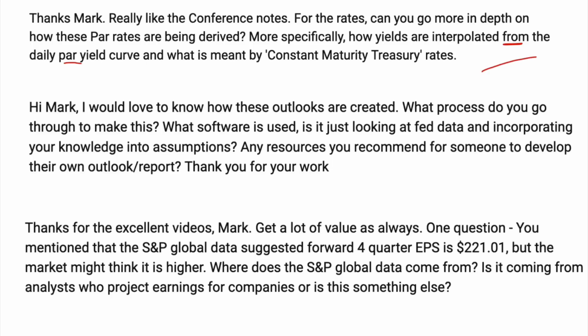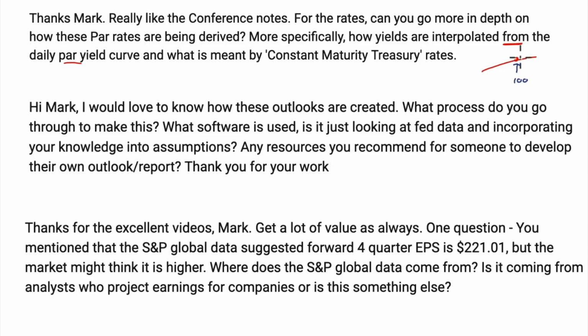So I'll just draw an upward sloping yield curve. There is the 10-year. The par curve is saying if the Treasury issued a 10-year bond right now, what yield would it have to have such that it would trade at par? In other words, if it were a $1,000 bond, what would the market like to see as the coupon such that it would trade as a $1,000 bond, not at a discount or at a premium? So what is the market yield that they want to see on that?